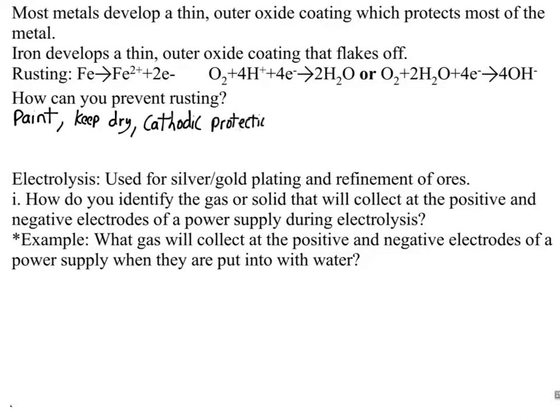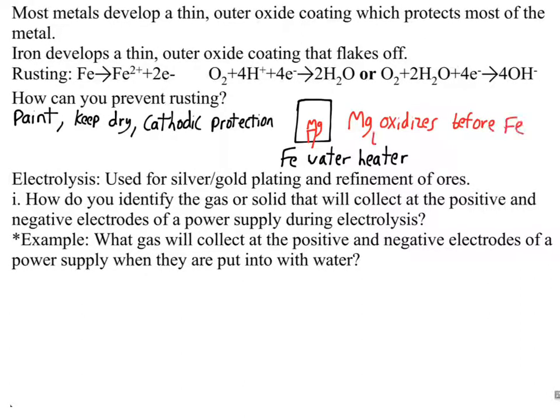And the last one we'll mention is cathodic protection. So for example, if you have a water heater that's made out of iron and it's filled up with water, that whole thing is going to rust away. But what they do is they put a magnesium rod inside it, and the magnesium is a lot better at getting oxidized than the iron is. So it will oxidize, and the iron won't start rusting very much until the magnesium is all gone.